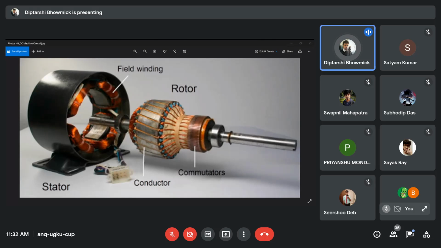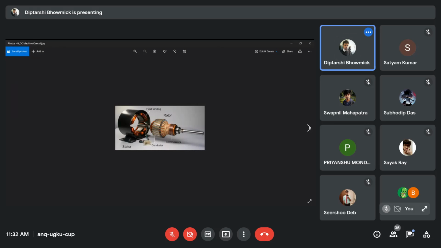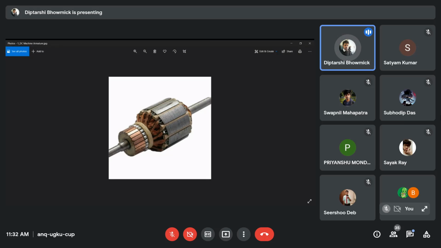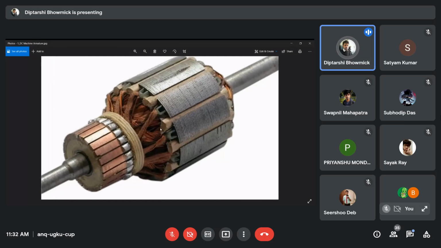Now we have to take some measurement of this armature. Let me tell you one thing. If you see the armature separately, it looks like this. In the previous picture, we saw the rotor and the stator, that means the armature and the field winding, together. But if we see it separately, the armature looks like this. This is the armature or the rotor of a DC machine.